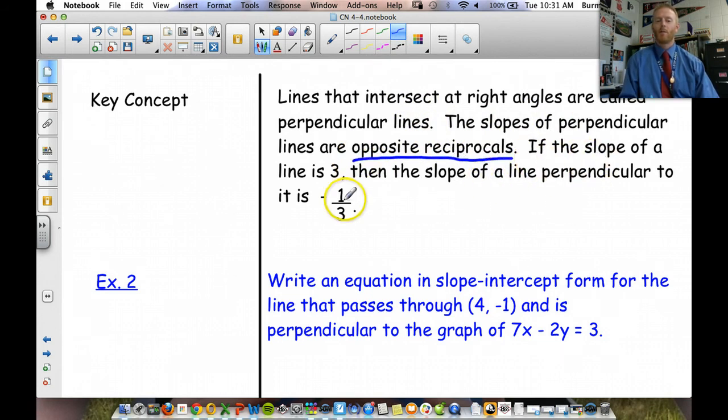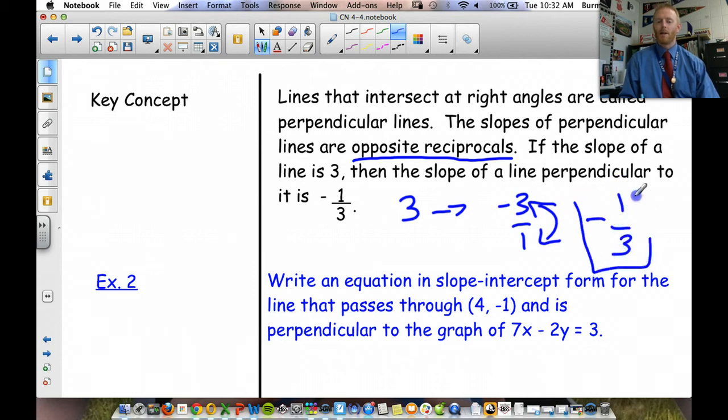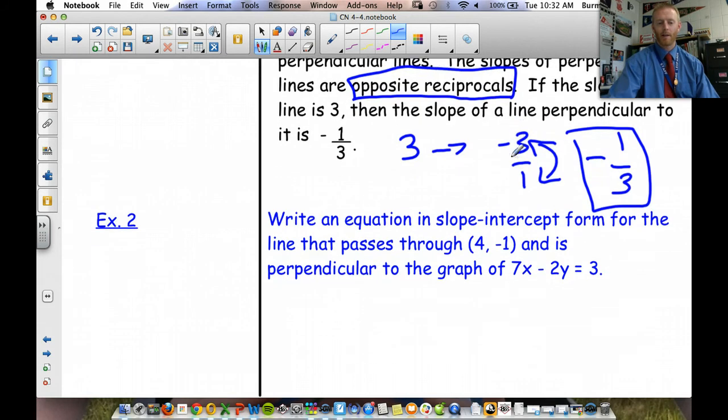So if the slope of a line is 3, the opposite of 3 turns it into a -3, and then the reciprocal of it turns it into -1/3. So the opposite reciprocal is the relationship to the slope that we have when we're dealing with perpendicular. So that is super important that we all know that slope changes to the opposite reciprocal with perpendicular lines.